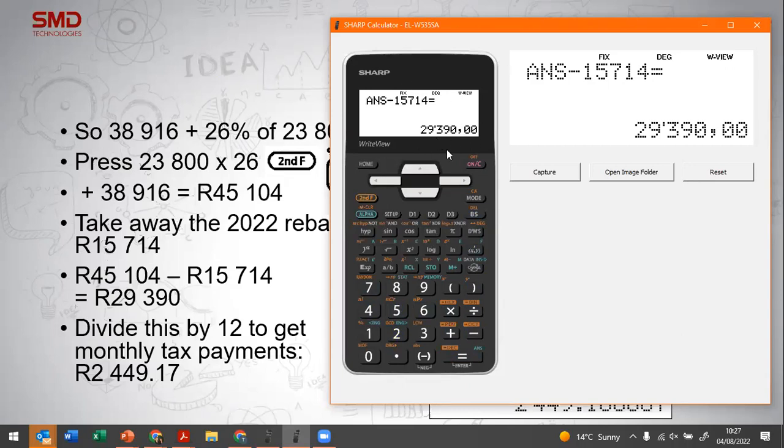Now to find our monthly tax rate, we would divide this again by 12, and that gives us 2,449 Rand and 17 cents. So if he's earning 20,000 Rand, we can then say 20,000 minus, and then we say alpha and equals for answer and equals. And that tells us that he's going to take home, or she's going to take home 17,550 Rand a month.